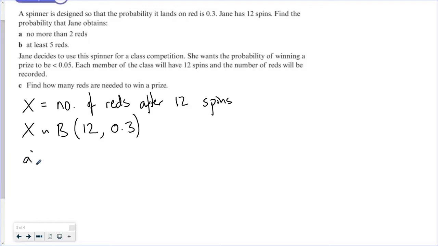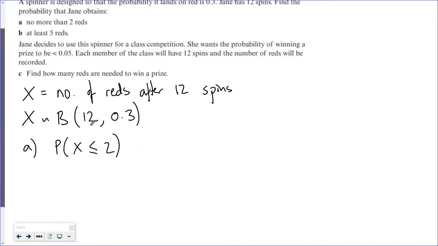For part A, we want the probability that no more than 2 reds occur. So we want the probability of X, the total number of reds, being, well, if it's no more than 2, that means that we're allowed to have 2, but it has to be less than or equal to 2. So here on our calculators, we can work out this probability. This is a cumulative probability question. So I always draw out a diagram to help me double check that I've got the right probabilities here.